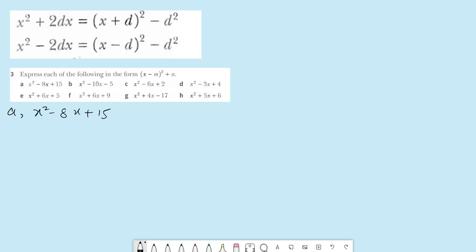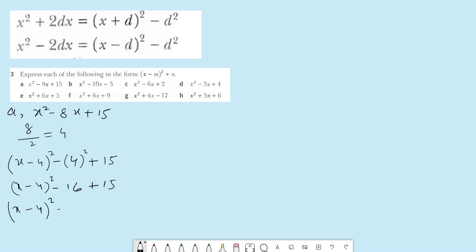What is the coefficient of x? 8. 8 upon 2 is 4. Then our answer is x minus 4 whole square minus 4 whole square, and this plus 15 remains plus 15. So x minus 4 whole square minus 4 square is 16 plus 15. So x minus 4 whole square minus 16 plus 15 is minus 1. This is our final answer. Hope you understand.